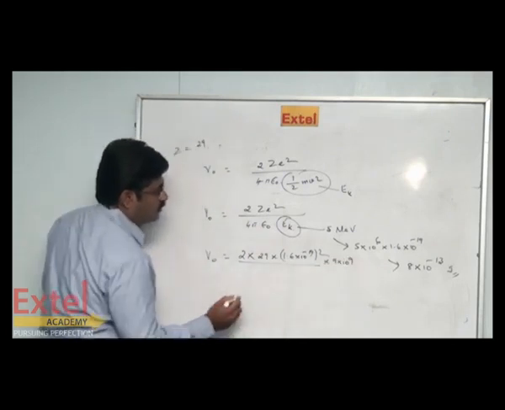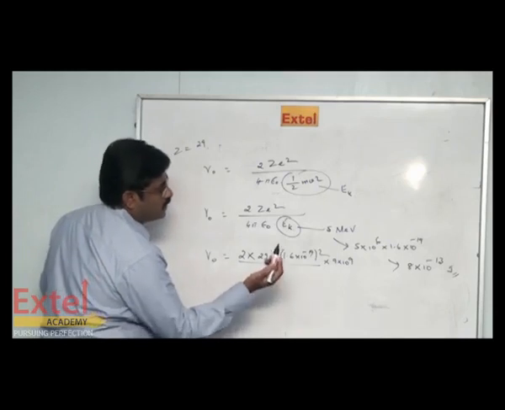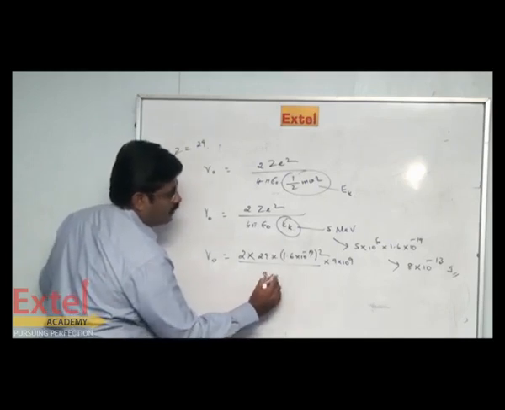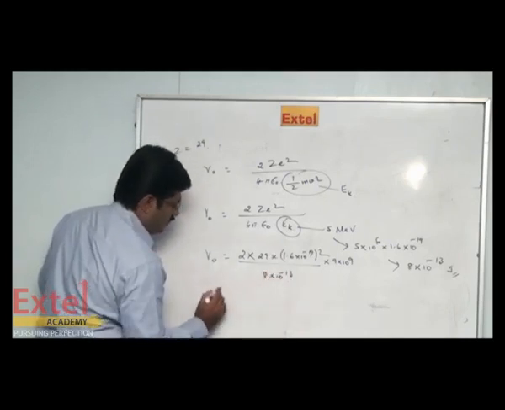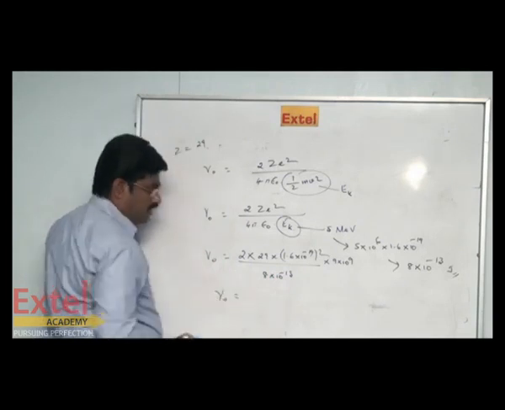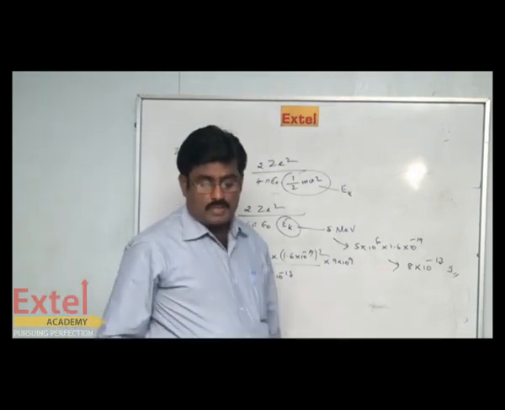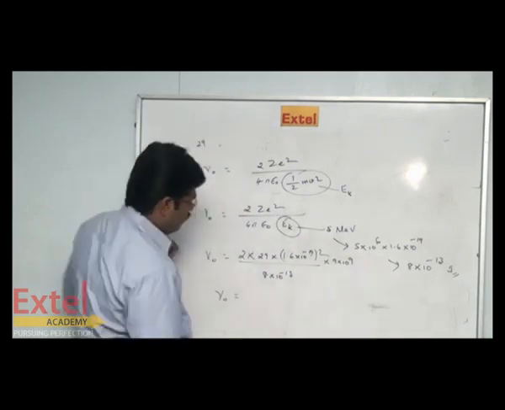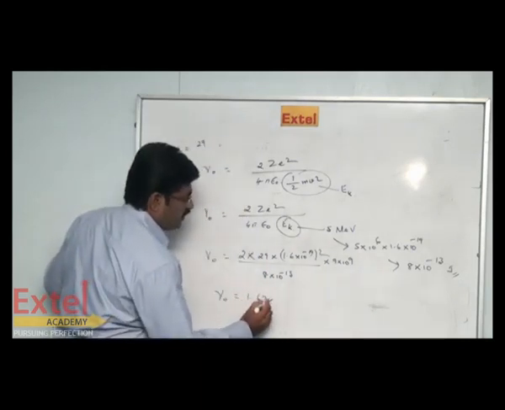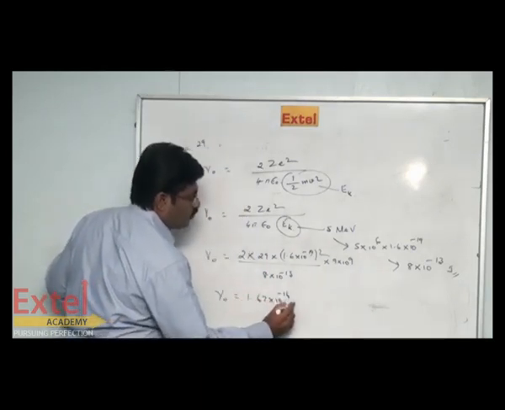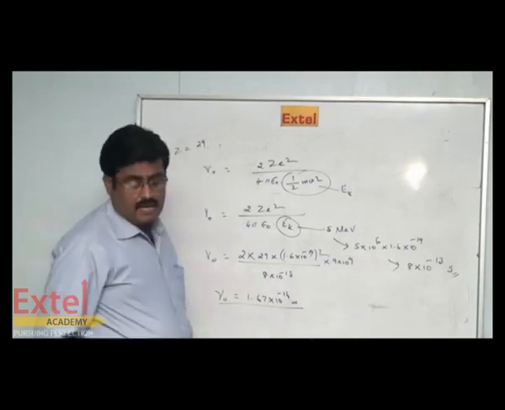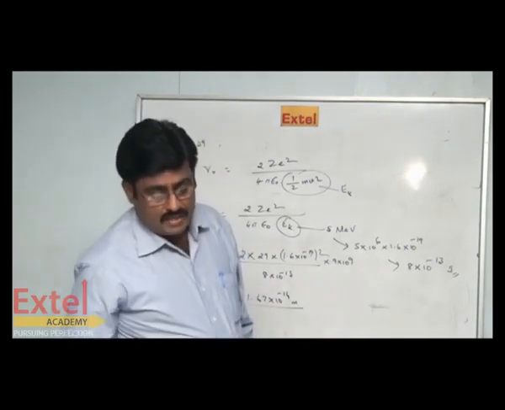You can straight away substitute. Then EK, the kinetic energy, is 8 into 10 to the power minus 13. When you substitute, you will get R naught is equal to 1.67 into 10 to the power minus 14 meter. So this is a way in which you can find the answer for this.